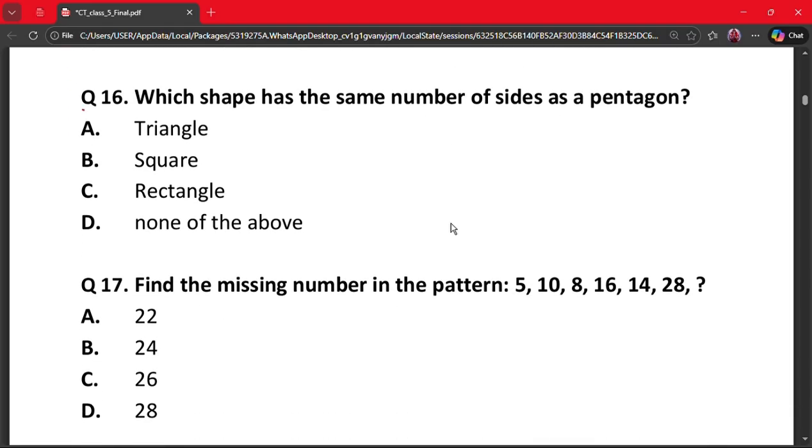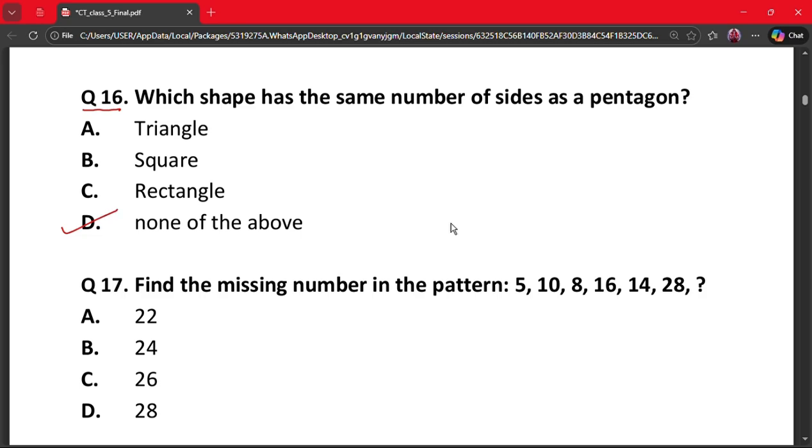Next question is question number 16. Which shape has the same number of sides as a pentagon? A, triangle, B, square, C, rectangle, and D, none of the above. The correct answer is option D. Why? Because a pentagon has 5 sides.